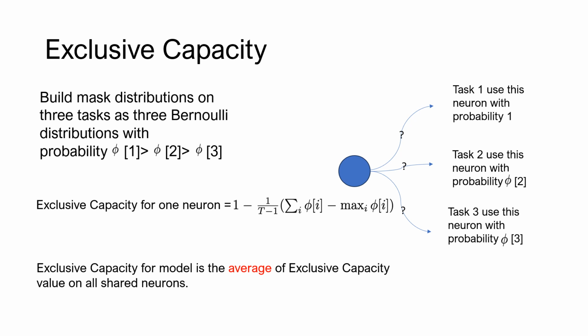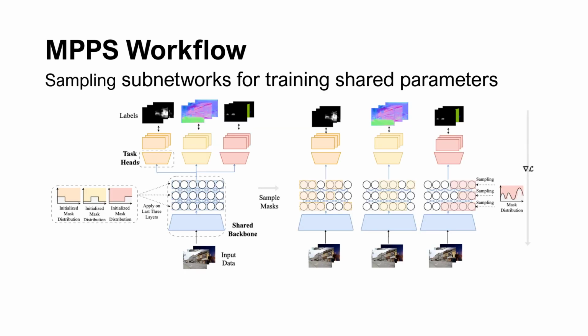It is obvious that the separated network has the highest EC value, and the shared backbone has the lowest EC value. A network with a higher EC value has a higher probability of processing task interference due to more shared parameters, and the network is also more difficult to train. Next, we illustrate the workflow of MPPS.